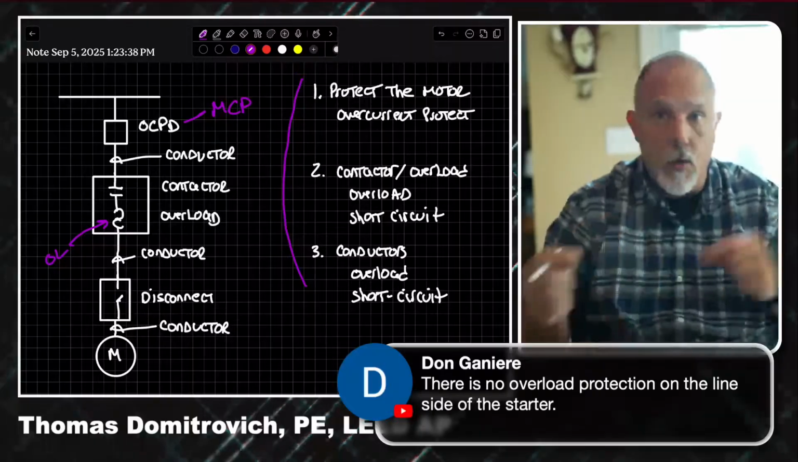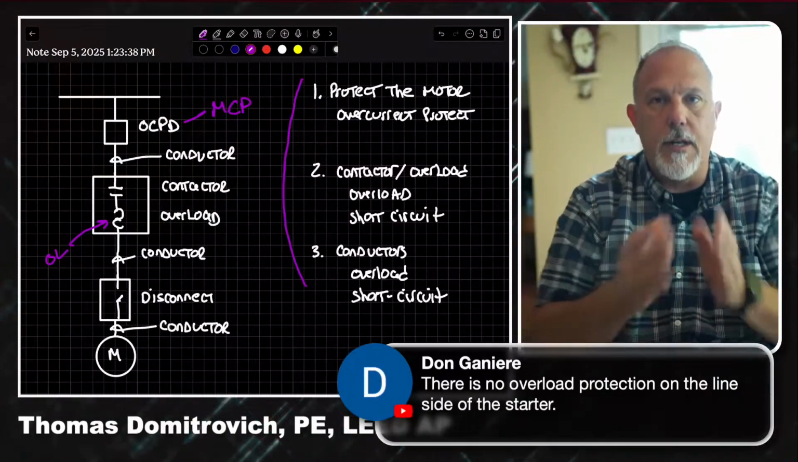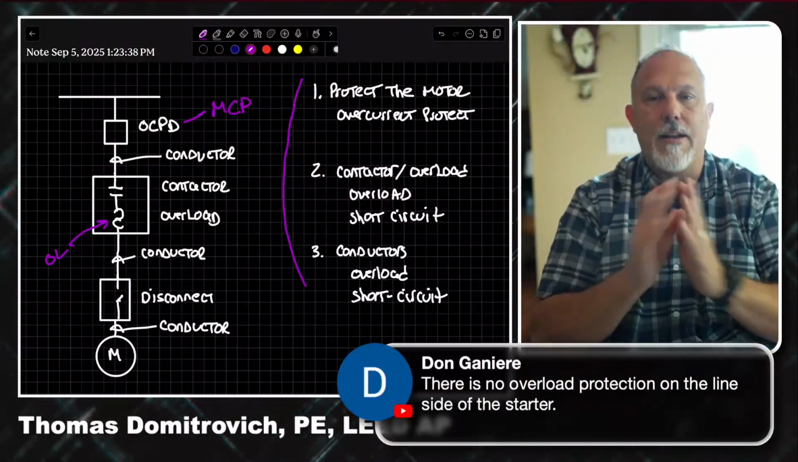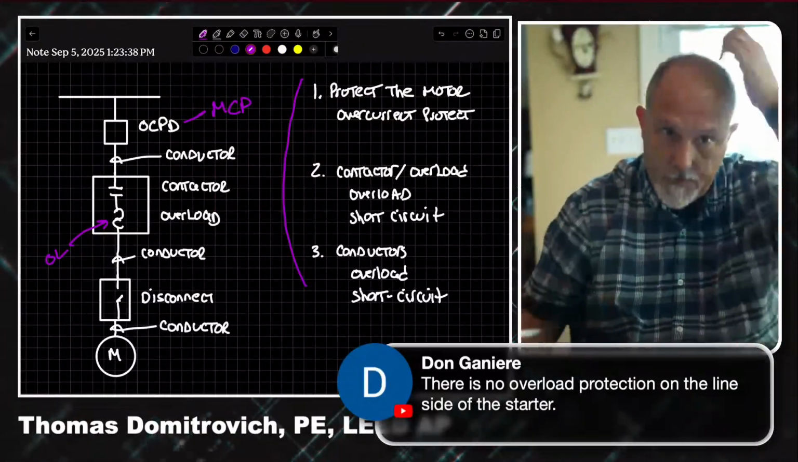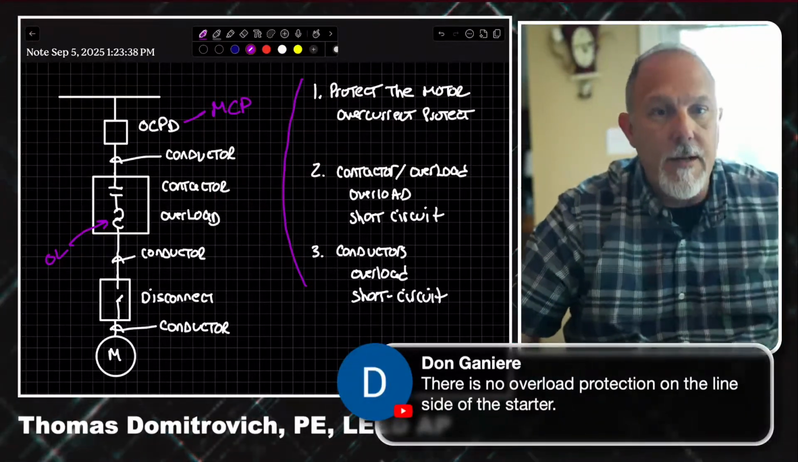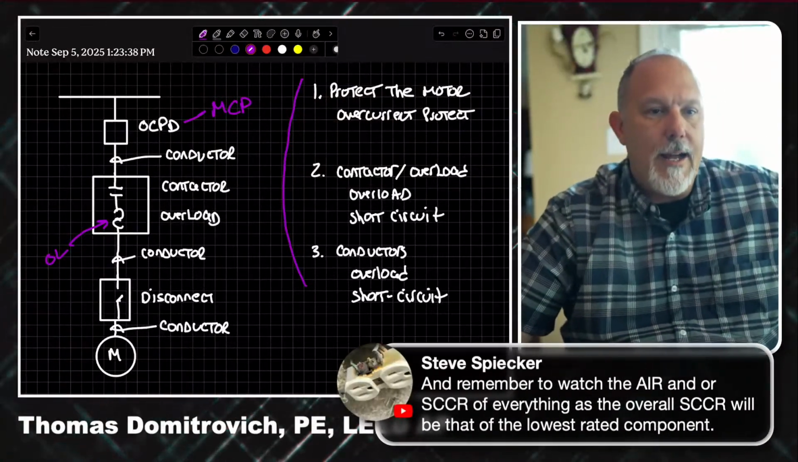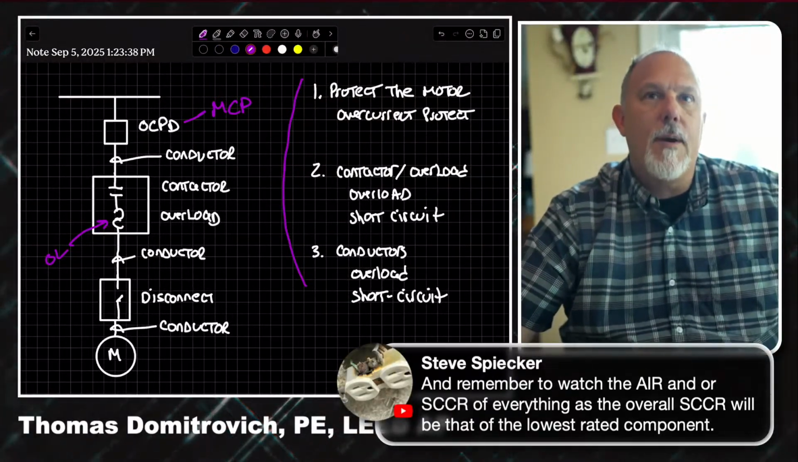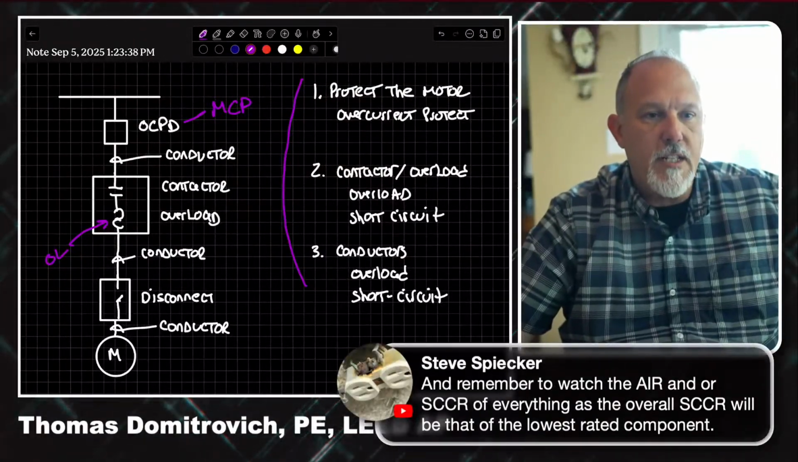I don't care where you put it because overload protection assumes all of the current is staying in the path. The short circuit protection assumes current's going outside of the path, so it's very critical where you put your short circuit protection. So I get where you're going, and we'll get there. Thank you, Steve. And remember to watch the AIR and or SCCR of everything, ampere interrupting rating, that's your interrupting ratings, and your short circuit current ratings of everything is in the overall.